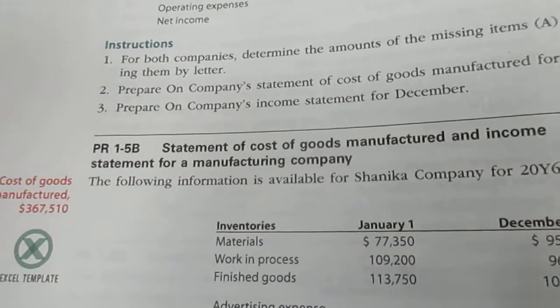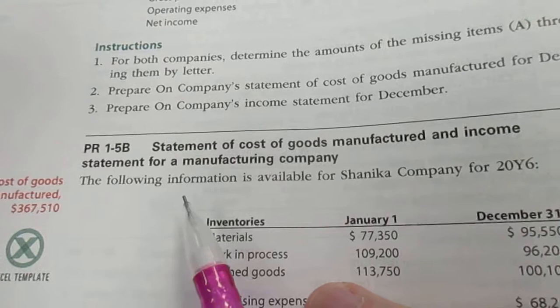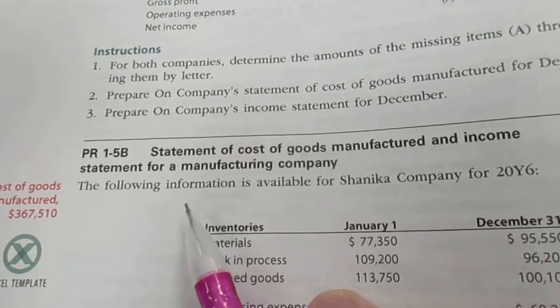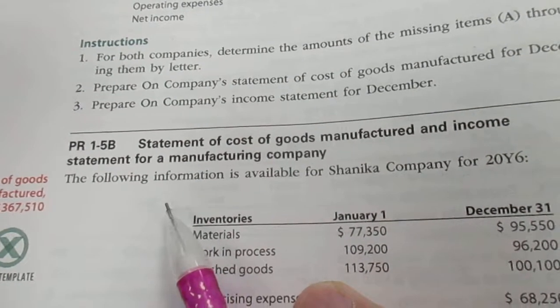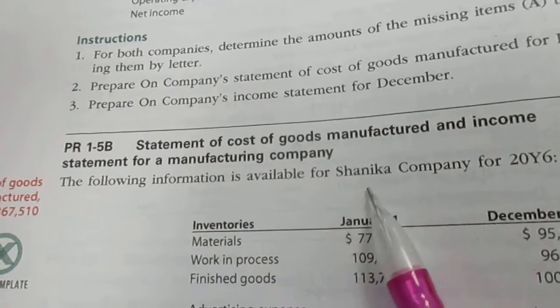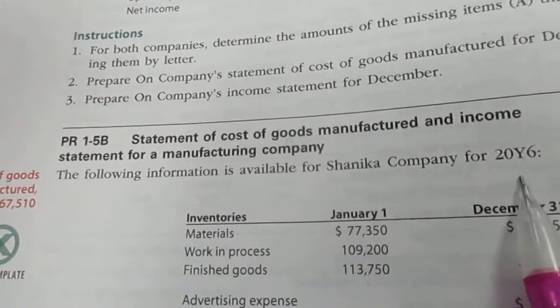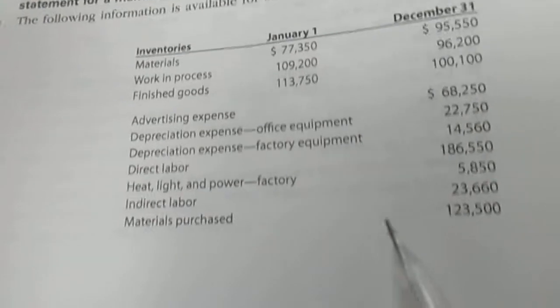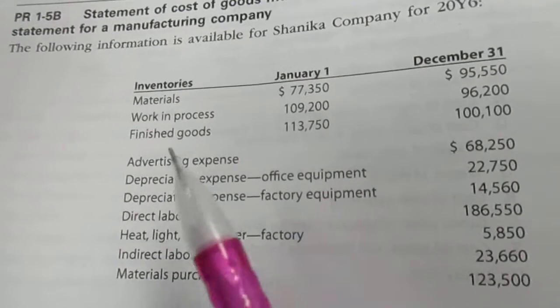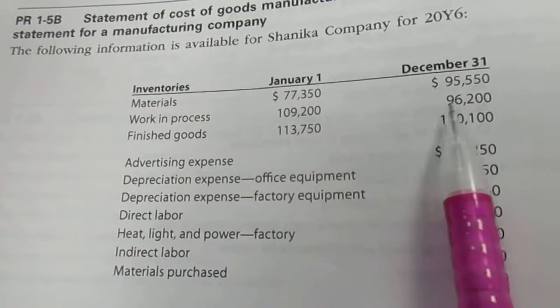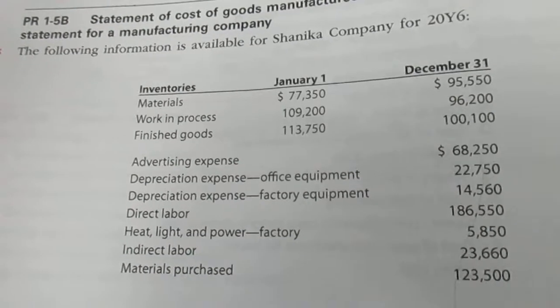Going to be doing problem 1-5B, statement of cost of goods manufactured and income statement for a manufacturing company. So we're working with the Shanika company for 2016. And it gives us some information here about our inventories, both January 1st and December 31st. Whoops, I wrote in my book.